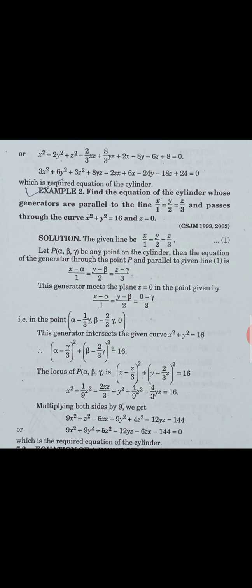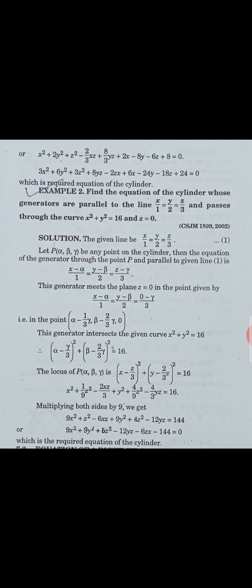The locus of P(α, β, γ) is (x − z/3 + 1)² + 2(y + 2z/3 − 2)² = 1. After solving, finally we get 3x² + 6y² + 3z² + 8yz − 2zx + 6x − 24y − 18z + 24 = 0, which is the required equation of the cylinder.